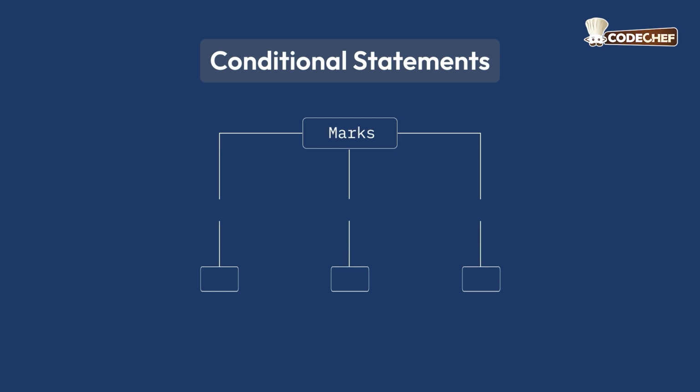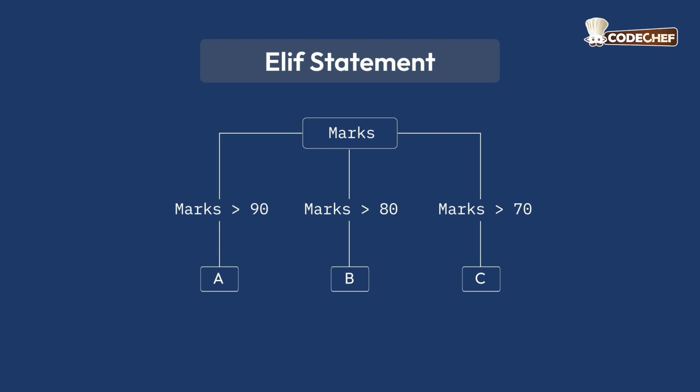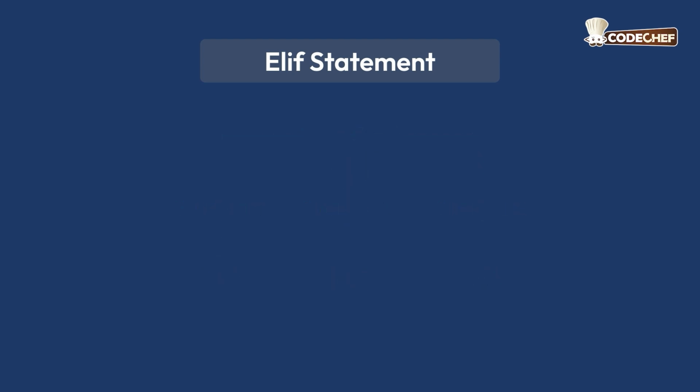If a student scores more than 90, they get an A. If they score more than 80, they get a B. And more than 70, it's a C. Clear? To do this, we use the Elif statement. Using the Elif keyword, the code for it will look something like this.